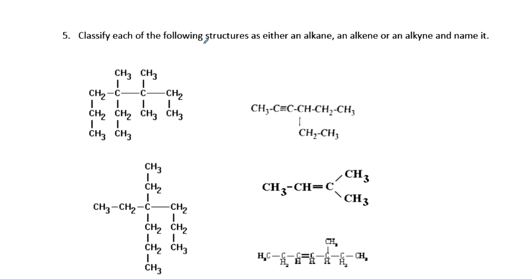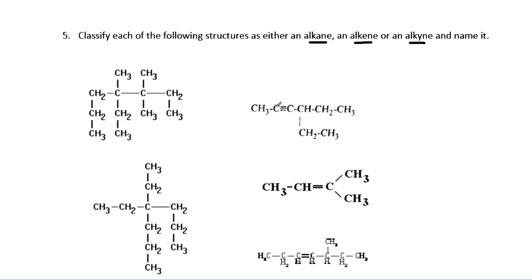When you get to this page, you're going to name each of these structures. Something you want to look out for is to identify whether it's an alkane, an alkene, or an alkyne before you start. If you see only single bonds, that's an alkane. If you see a double bond somewhere, such as this one here, then you know it's an alkene. And if you see a triple bond, then it's an alkyne. Just make sure you're watching out for that.